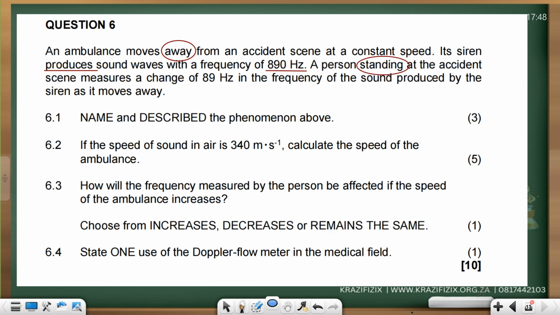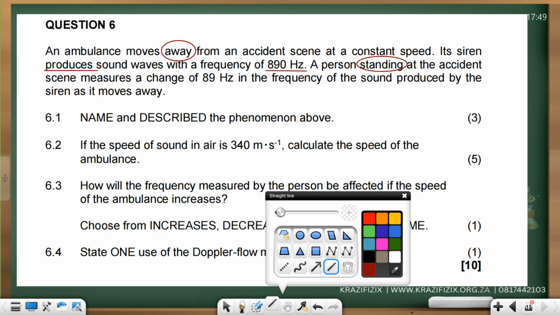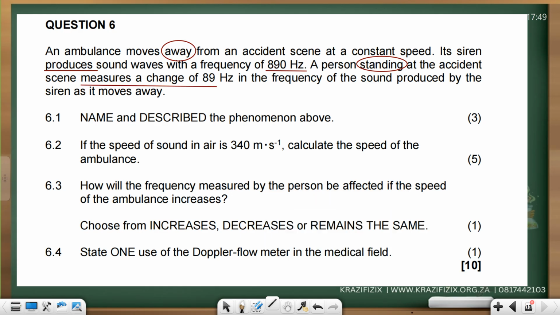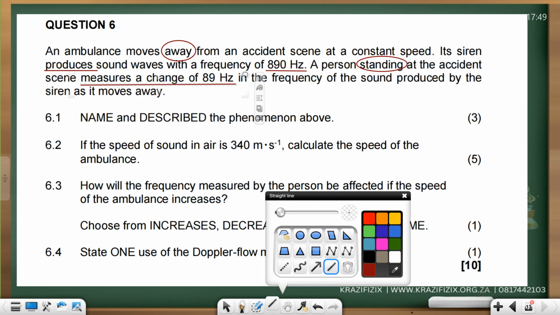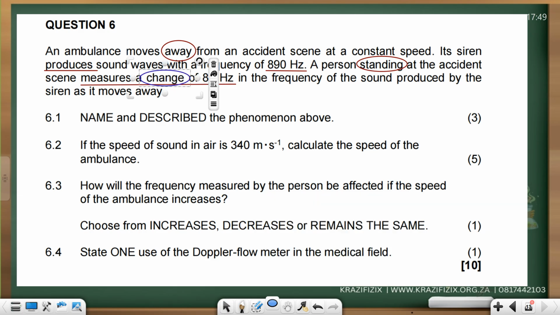A person standing, stationary. Velocity is what? 0. At the accident scene, measures. The word measure is observe. A change of what? Please. I know you didn't see a change. You just saw a frequency of 89. They cooked many people here. All right, 89. In the frequency of the sound produced as the siren moves away. Number 1, name and describe the phenomenon.